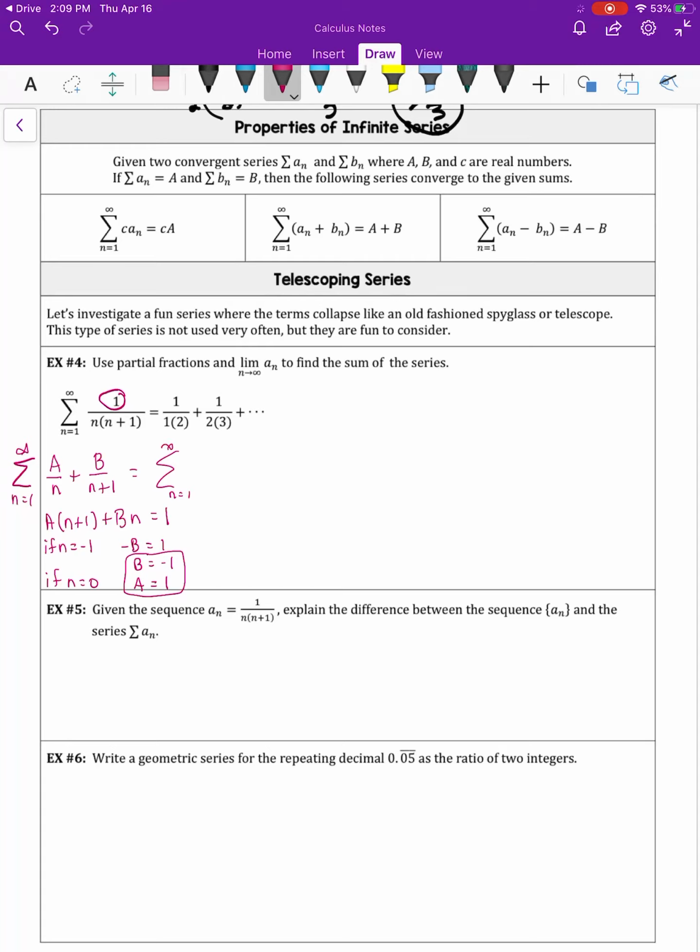So that means that I can change that summation from n equals 1 to infinity into 1 over n minus 1 over n plus 1. And so, again, since I'm summing those, I could change that into summation n equals 1 to infinity of 1 over n minus summation from 1 to infinity of 1 over n plus 1.